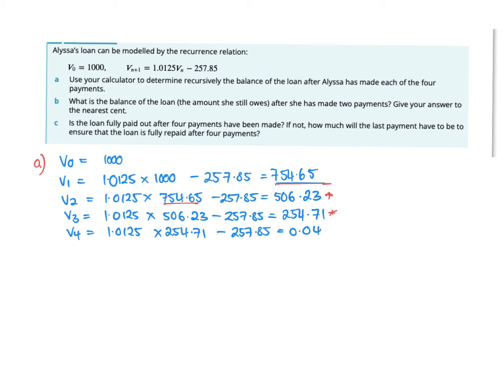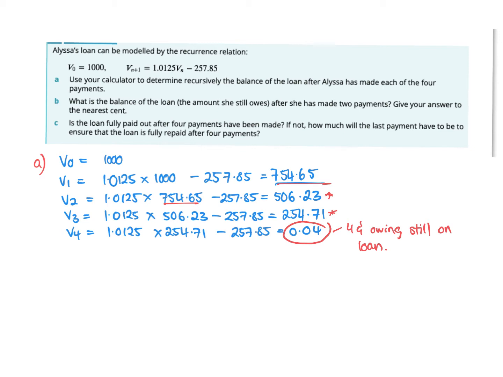And you can see after 4 payments, she was supposed to have that loan paid off. But you can see here, there is still 4 cents there. And that means there's 4 cents still owing on the loan. What happens is we start rounding, and even though the bank rounded her payments when they worked it out, it didn't quite cover it.